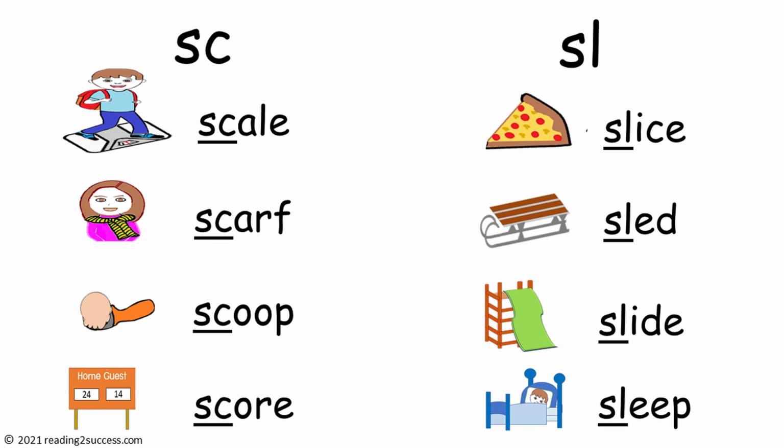The first two-letter S blend we're going to introduce kids to is the SC. Both sounds are heard, S and K, as in scale, scarf, scoop, and score. Our second S blend is SL. The S and the L are both heard. SL, as in slice, sled, slide, and sleep.